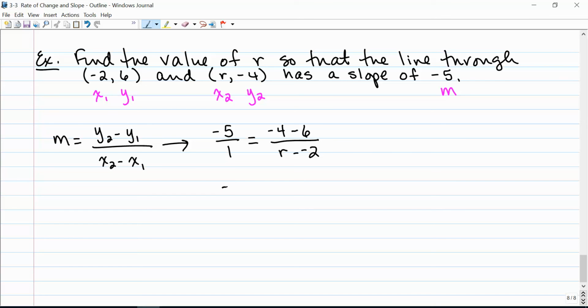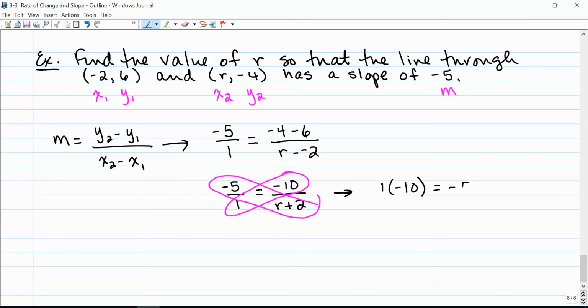So let's go ahead and clean that up a little bit. Please leave that as negative 5 over 1, as you'll see in a minute. Negative 4 minus 6 is negative 10, and that's going to give me r plus 2. So basically what I have is an equation here that I need to solve for r. And notice that it's a proportion, so I'm going to solve it by using cross products. So that's going to give me 1 times negative 10, and that equals negative 5 times r plus 2. So negative 10 equals, let's go ahead and distribute, negative 5r minus 10.